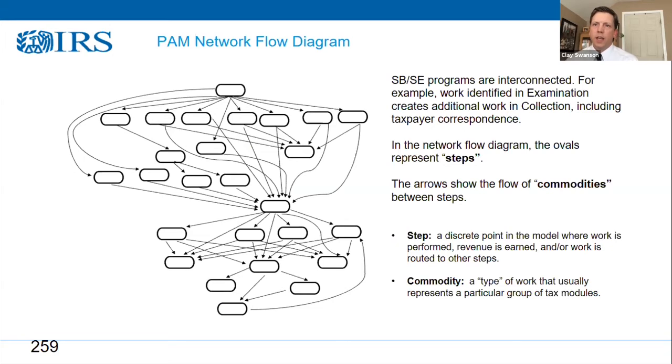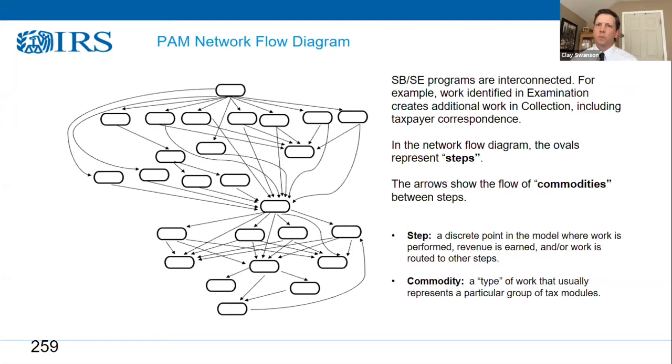Okay, so this is a subset of the SBSC enforcement network. This represents how work travels through SBSC. The ovals represent steps. Steps are places where work is done. Steps are also places where revenue is earned. Also, steps are places where PAM is trying to allocate FTEs.